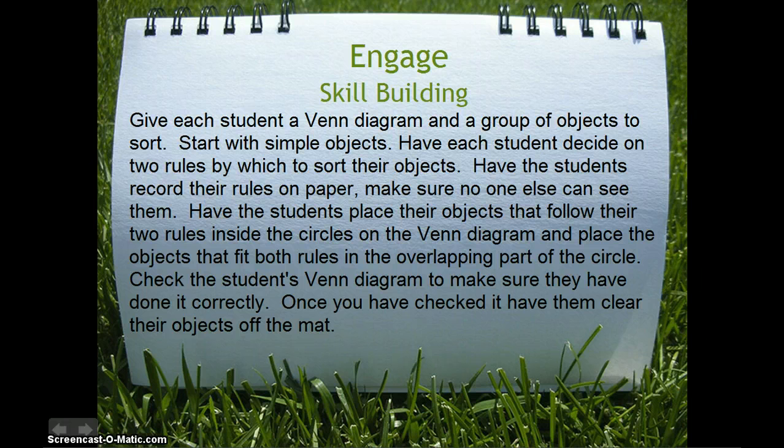Once they have figured out those 2 rules, they will then write them on a piece of paper and they will keep them secret from everybody else. Once I have seen their 2 rules that are written on paper, I will then have the students place their objects that follow their 2 rules inside the circles of the Venn diagram, and then place the objects that fit both their rules in the overlapping part of the circle. I will then check the students' Venn diagrams to make sure that they have done this correctly.